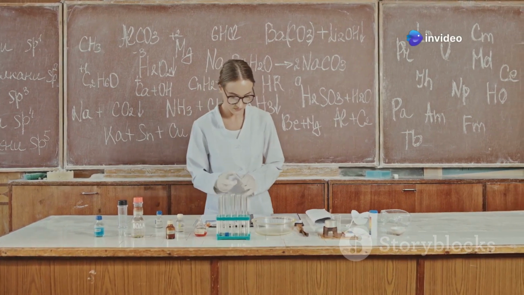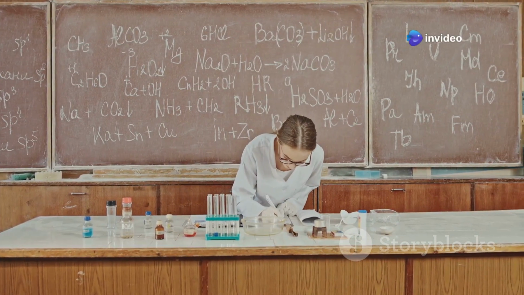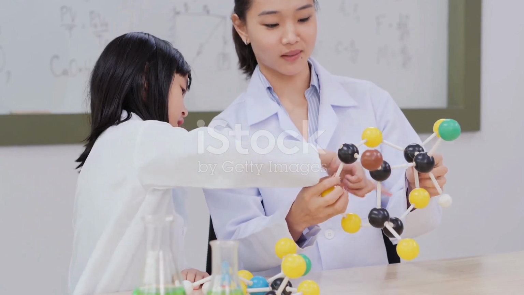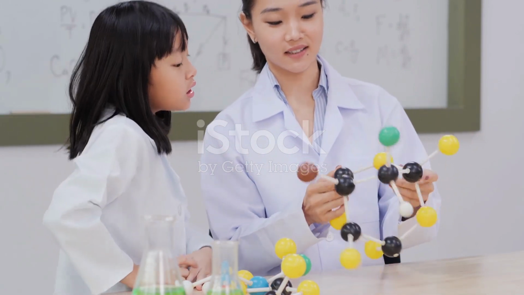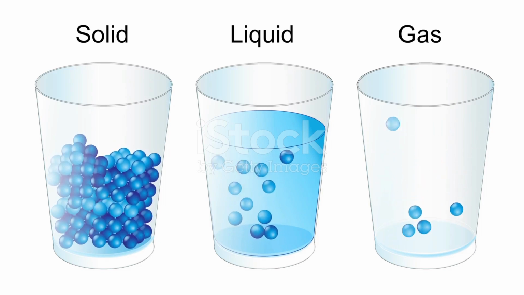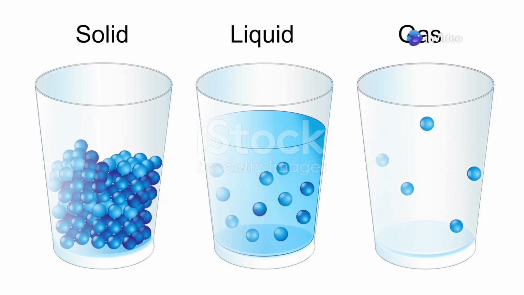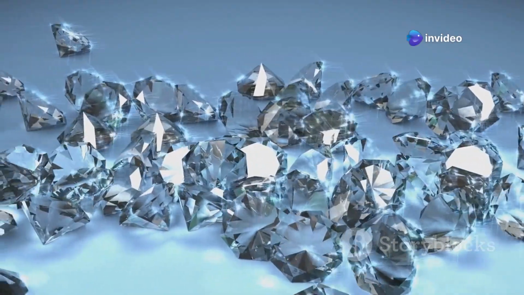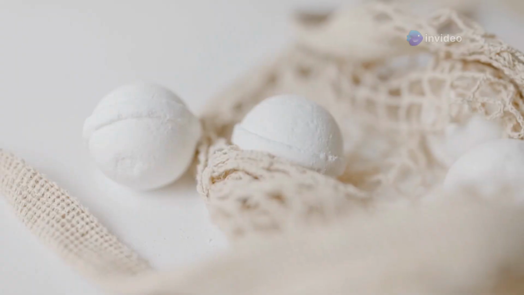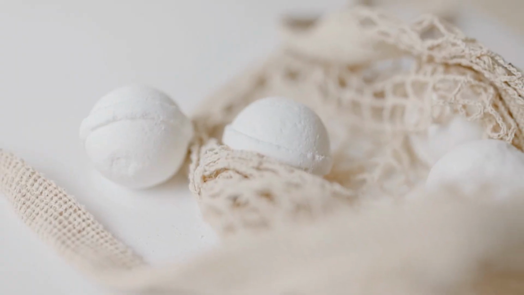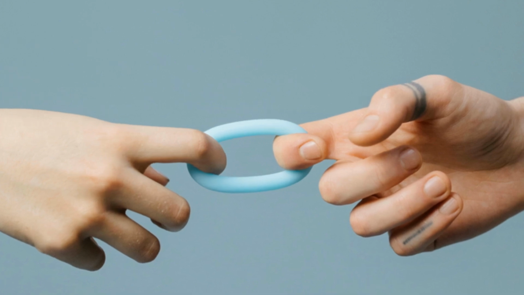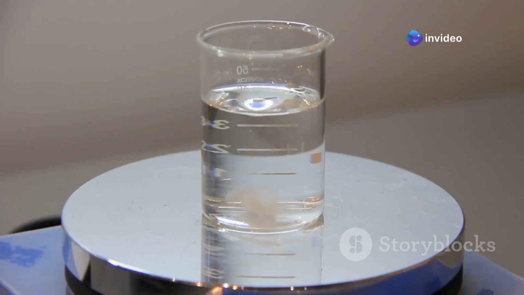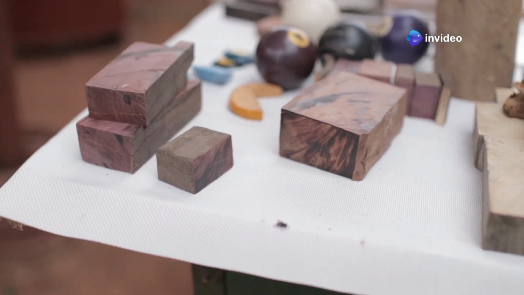Section 5. Properties of matter and changes. Now that we've explored the states of matter and how they can change, let's talk about the properties of different materials. Each material, whether it's a solid, liquid, or gas, has unique characteristics that determine how it behaves. Some materials are hard, like rocks and diamonds, while others are soft, like cotton balls and feathers. Some are flexible, like rubber bands, while others are brittle, like glass. Some are transparent, like water, while others are opaque, like wood.